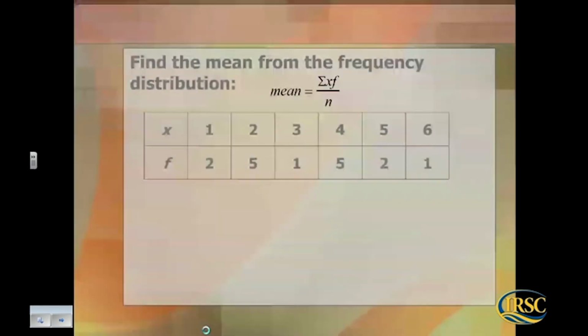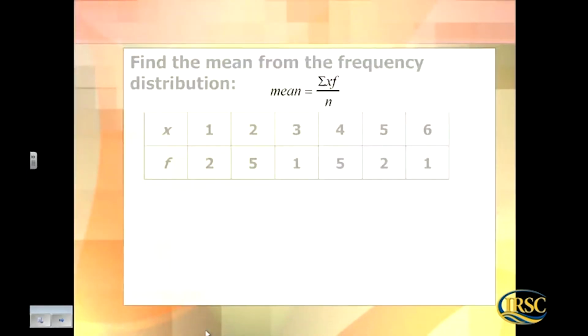On your handout, you have this frequency distribution. This time it's a horizontal one. So x means the data values, the types of numbers that came up. For example, this could be a frequency distribution of rolling a die. You rolled a 1 twice, you rolled a 2 5 times, you rolled a 3 once, and so on. So if you want to figure out what the mean was for this experiment of rolling a die, the first thing we have to do is what?